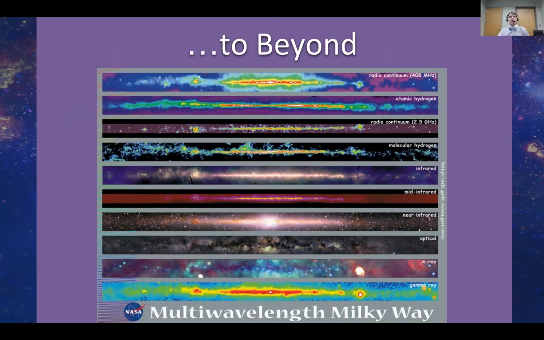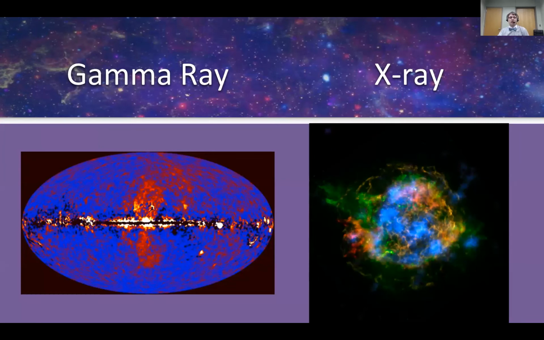This is the Milky Way in different colors of light. You can see radio at the top, atomic hydrogen, which is just a really narrow band of light, the radio continuum, molecular hydrogen, infrared, mid-infrared, near-infrared, optical, X-ray, gamma ray, and all of these different things that are showing us different things about the universe. It's the same object pictured in different ways. So I mentioned I would get into what we actually see or what we actually learn from all of these different colors. So I'll touch on that briefly now.